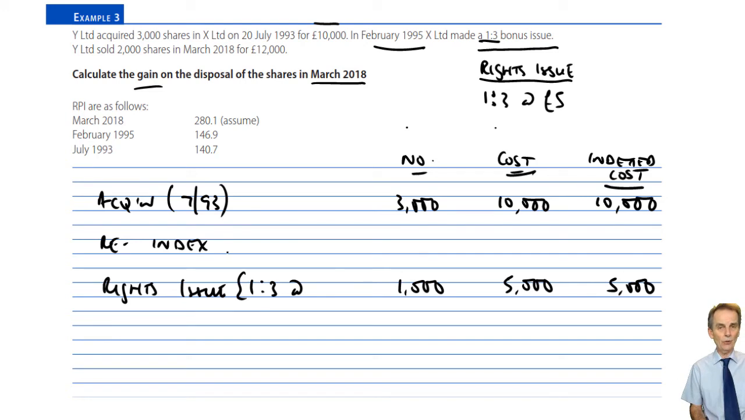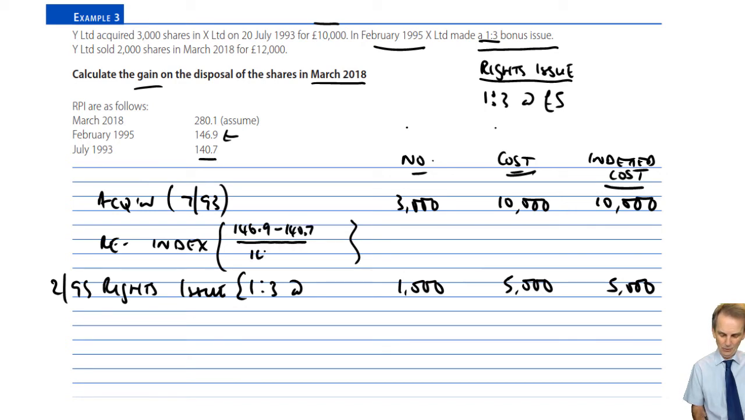That means there's one thing further for you to do here, and that's the re-indexation. So, what is the RPI at the date of the rights issue, February 95? That RPI now is 146.9, minus what it was when we acquired, 140.7, all over 140.7, times the figure in the index cost column, which is £10,000.